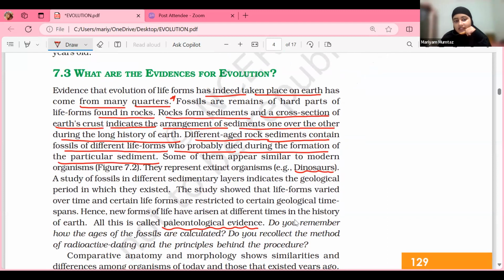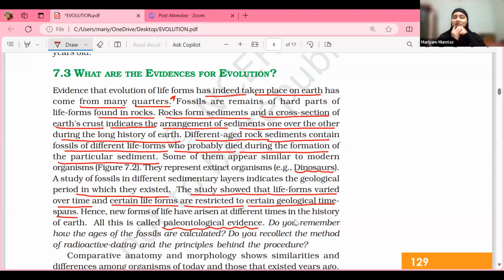So a study of fossils in different sedimentary layers indicates the geological period in which they existed. The study showed that the life forms varied over time and certain life forms are restricted to certain geological time spans. Did you understand this whole thing that I've just said? No? Yes?